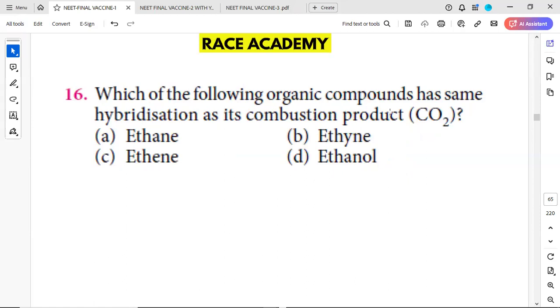Next, which of the following organic compounds has the same hybridization as its combustion product CO2? So what is carbon dioxide's hybridization? It is nothing but sp hybridization. So which of the following hydrocarbons has the same hybridization? sp hybridization is present in alkynes. The alkyne given in the options is the second one, ethyne. That is the right answer.